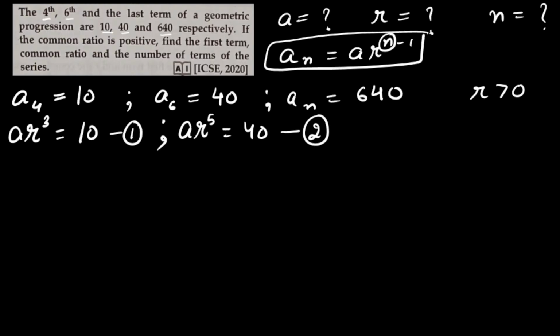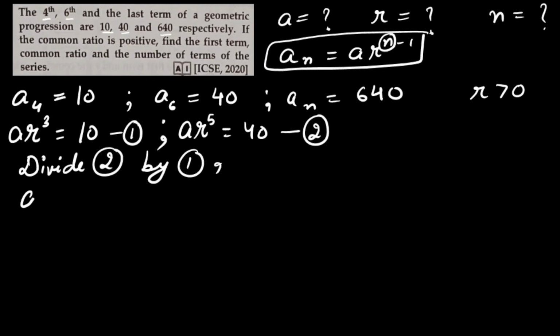First of all, we'll make use of these two equations to find the value of a and r. And in a GP, always we have to divide the equations. Wherever you see r has greater power, you can divide by the other equation. So the second equation's r power is more, so we can divide the second by the first.